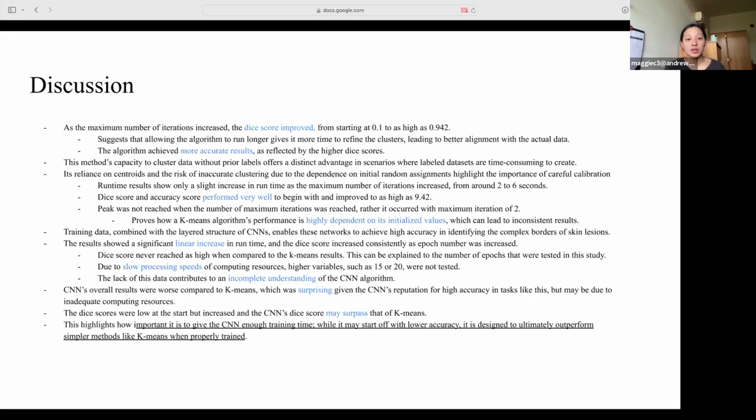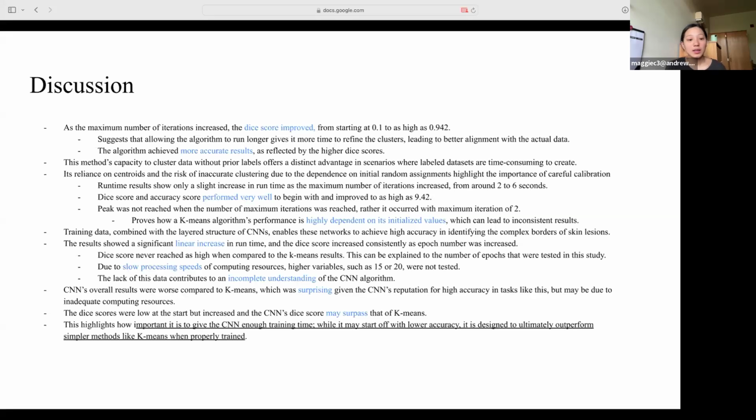And we can see that in our study, when we saw only a slight increase in runtime and a very good dice score, typically pretty much all around. And our high was 0.942, but that number was not reached when the maximum iterations was reached. Rather, it occurred with a maximum iteration of 2. And this kind of proves how the algorithm's performance is dependent on its initialized values, which are random, and that can lead to inconsistent results, which we saw in our study.